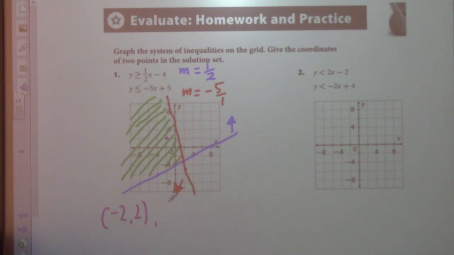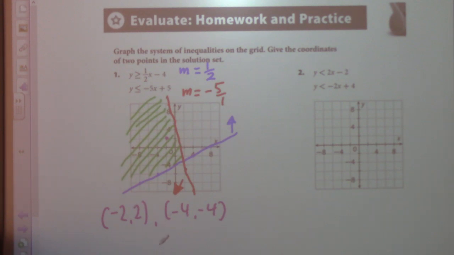And negative 4 also? Negative 4, yeah, negative 4 looks good because you're down 4. Or negative 8, negative 4. 0, 0, right? So there's an infinity of them. So we have some good ones right there.